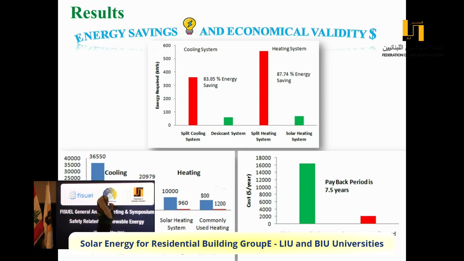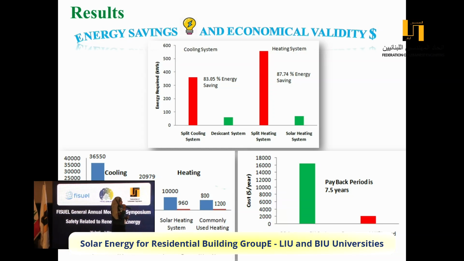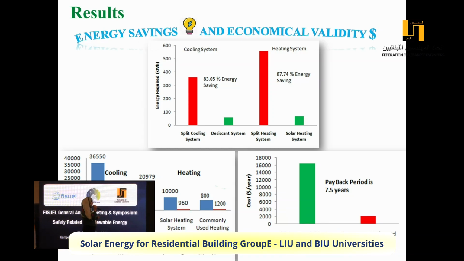Now, these are the results. I did an energy-wise and economic-wise analysis. For energy-wise, what are the characteristics of my system? For comparison, we took an equivalent system that uses a split cooling system. We found that there will be 83% energy savings in the cooling system, and 87.7% energy savings for the heating system.